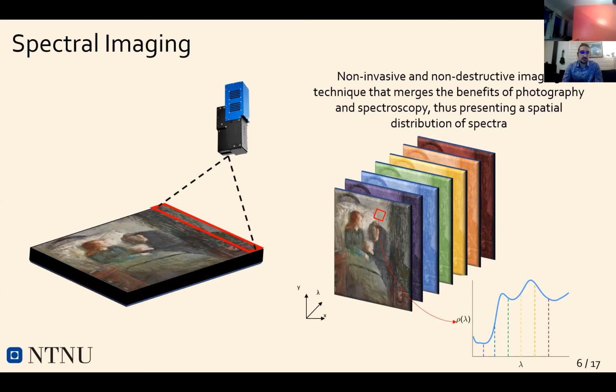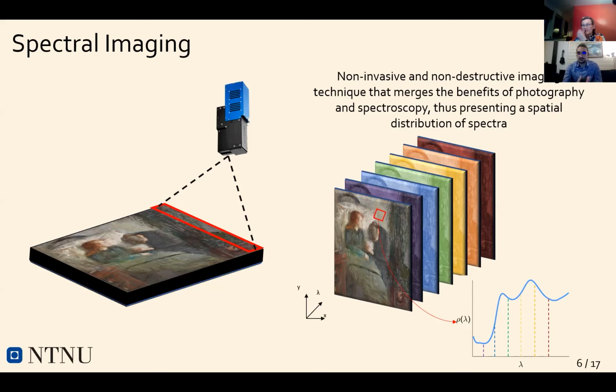And with this particular instrument, we can scan the image line by line. You can see that red line that will move across the field of view of the painting. And for each line, we are able to see the values along the spectral dimension, so the wavelength.